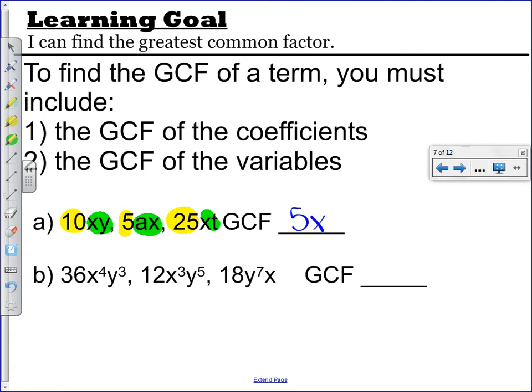What about 36x to the exponent 4 y cubed, 12x cubed y to the exponent 5, 18 y to the exponent 7x? The first thing I want to look at is my coefficients. What is my greatest common factor for those three numbers? 36, 12, and 18. 6. Very good.